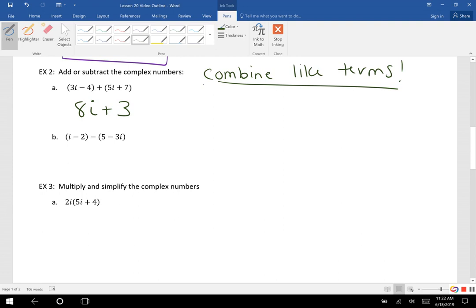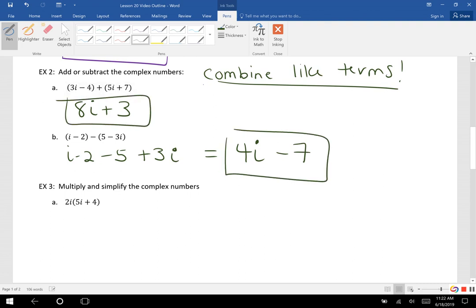And that's my answer. The same is true with subtraction, although don't forget that that negative applies to both the 5 and the minus 3i. So minus a minus 3i becomes a plus 3i. Combine like terms, we're left with a 4i minus 7.